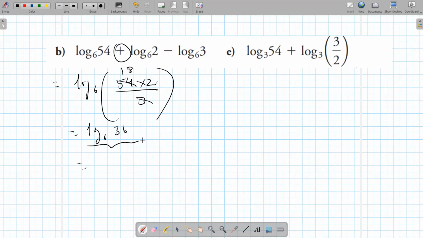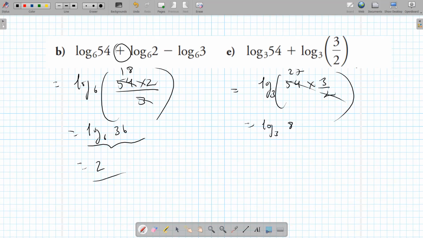What does log base 6 of 36 evaluate to? Just 2. Done. One and done. Easy. This one, same idea. We're adding them, and adding just means we multiply them like this. 2 goes into this how many times? 27 times. 27 times 3 is 81. So we get log base 3 of 81.